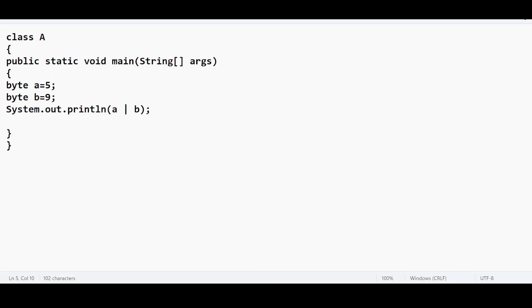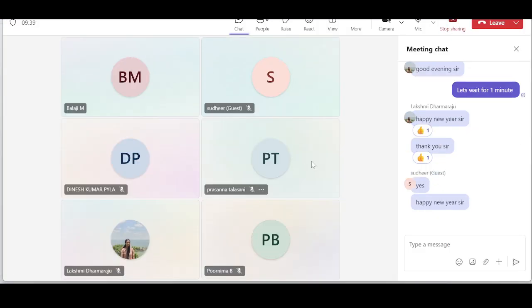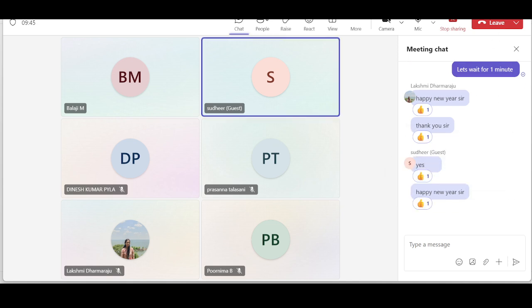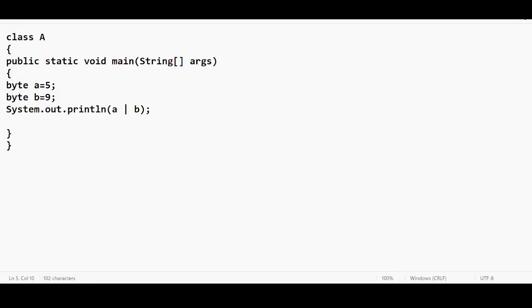So why are we getting 13? Does anyone have any idea? Sudhir, Prasanna, Purnima, Lakshmi, Dinesh? Any idea about this? If any one of the values has 1 in binary, it will give output 1. The final resultant value will be 1101. Yes, correct, exactly. So I will just put the explanation into the actual picture.